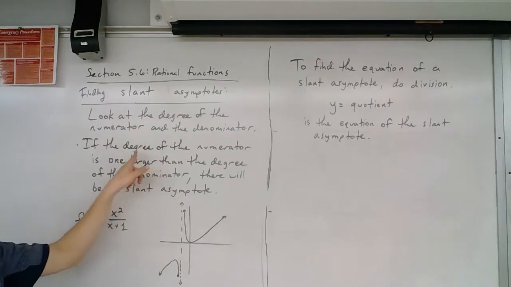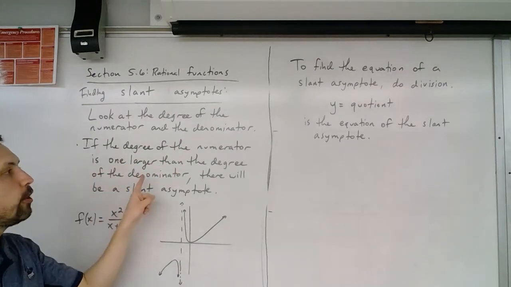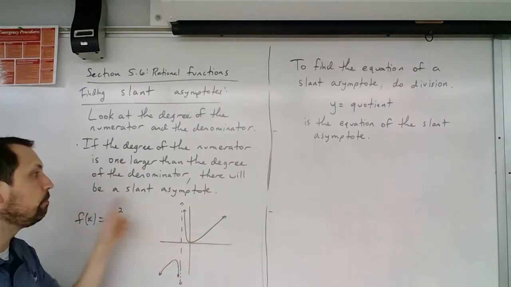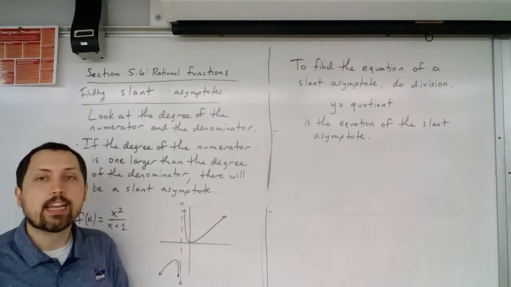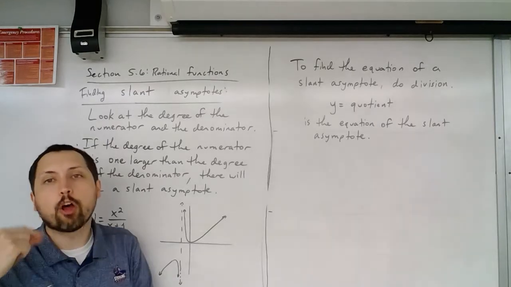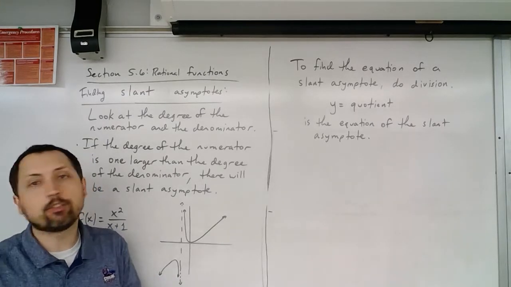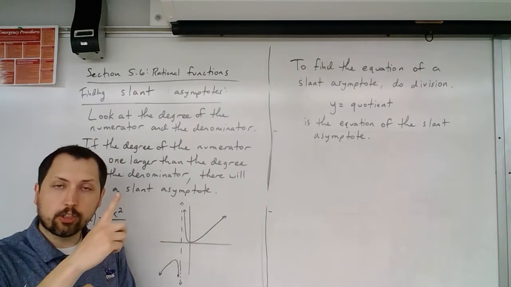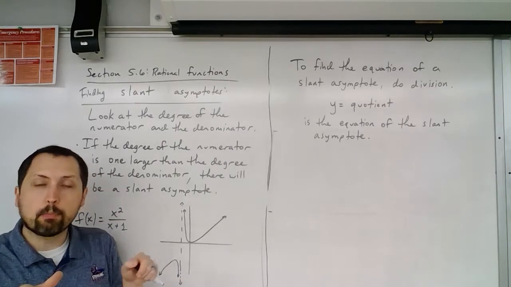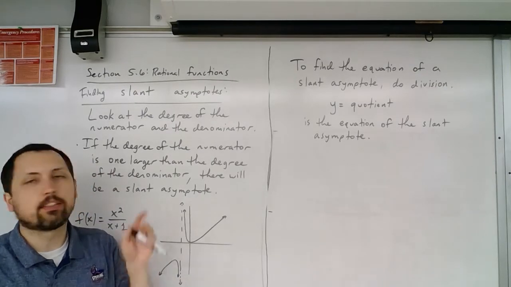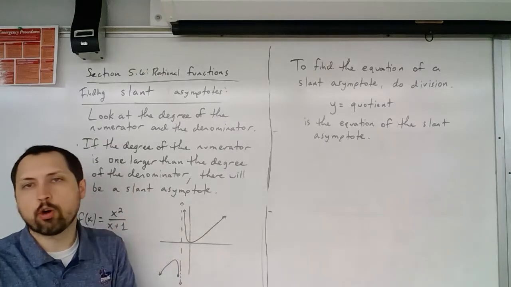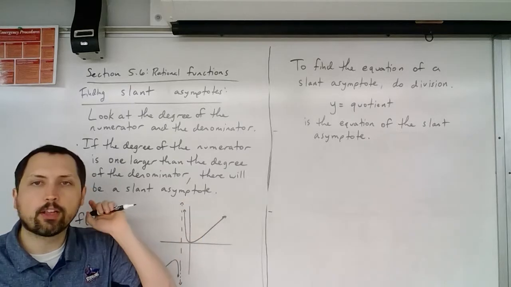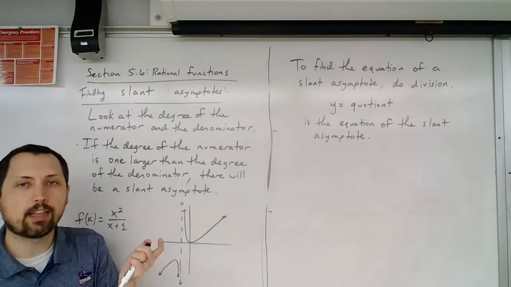Now, in the case that the degree of the numerator is 1 larger than the degree of the denominator, so it has to be exactly 1 larger, there will be a slant asymptote. Now remember, when the degree of the numerator is larger than the degree of the denominator, there is no horizontal asymptote. So if it happens to be 1 larger, there is no horizontal asymptote, but there is a slant asymptote. If it's 2 or 3 or 4 larger, then there's no horizontal asymptote and no slant asymptote. So this is just a special case of when there is no horizontal asymptote, there might be a slant.